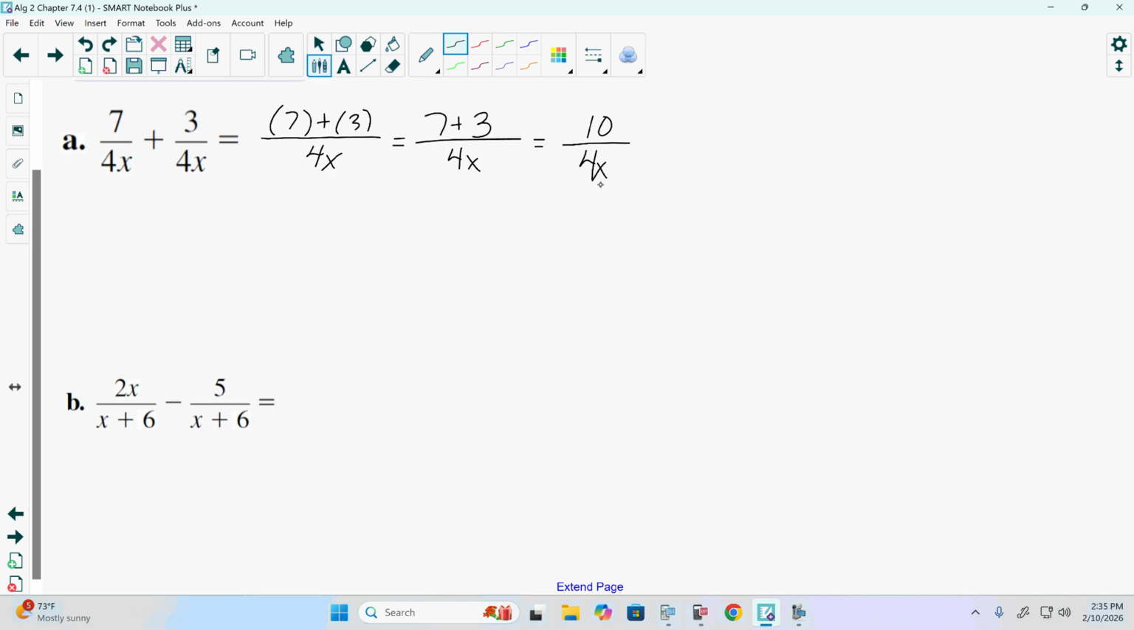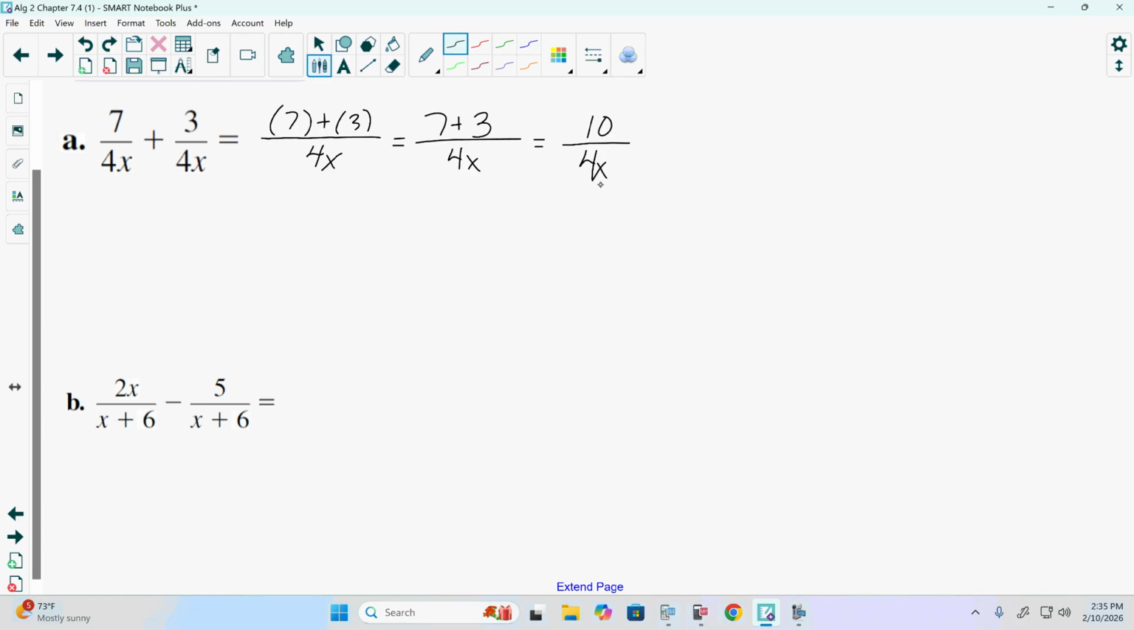The bottom is 4x. Again, it is one term. It is factored. Do we have any addition or subtraction left on top? Do we have any plus or minus? Nope. On the bottom, do we have any plus or minus signs? No. And because we're having just a product, we can simplify the 10 over 4 because they both have a common factor of 2.